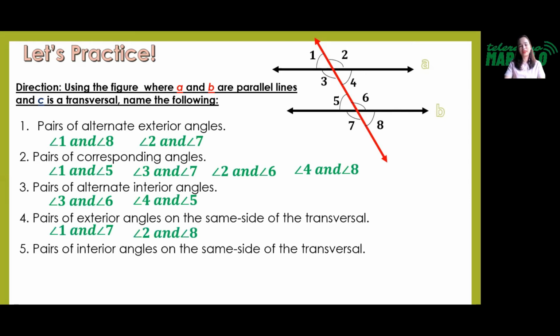Number 5, pairs of interior angles on the same side of the transversal. So for the last item, you have to determine the pairs of interior angles on the same side of the transversal. So those are angles 3 and 5, angles 4 and 6. Okay. So there's more.